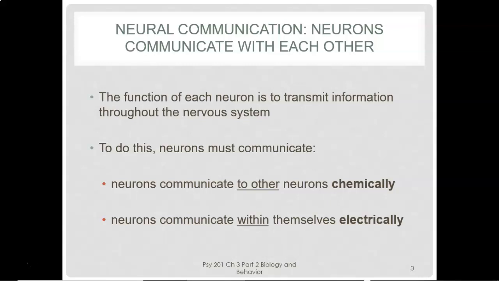The function of every neuron is to transmit information throughout the nervous system. To do this, neurons communicate in two ways. Neurons talk to other neurons using chemicals, using neurotransmitters, and we talked a little bit about that in part 1. Neurons talk to themselves electrically, and we will talk about that in more detail.